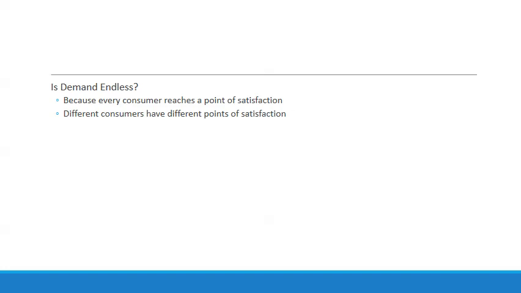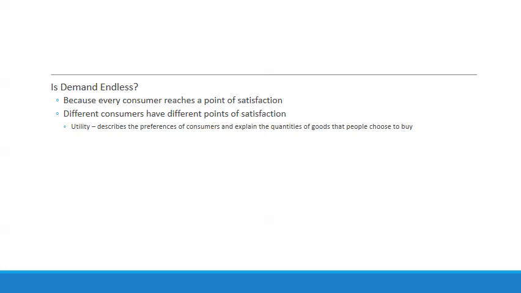So the first thing we're going to look at is this question of, is demand endless? And of course we answered that in our last lesson and we said no, and the reason why is because every consumer reaches a point of satisfaction. Therefore demand isn't endless, because at some point we all get to the point where we're like, okay, I don't want any more for now. Of course, different consumers have different points of satisfaction. And we use that term utility in economics because it describes the preferences of consumers and explains the quantity of goods that people choose to buy. So this tells us what we buy and how much.